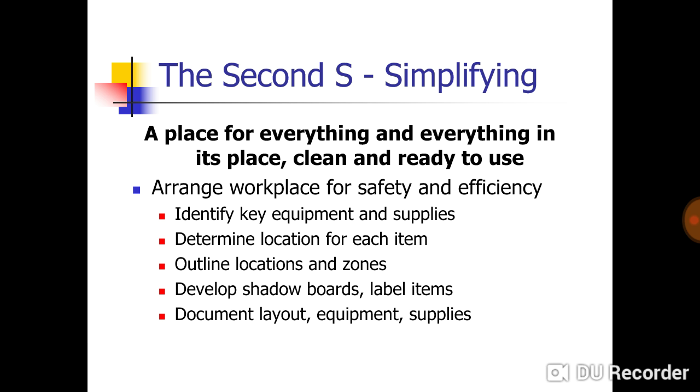Second thing is simplifying. Arrange workplace for safety and efficiency. Identify key equipment and supplies. Determine location for each item. Outline locations and zones. Develop shadow boards, label items. If you want to identify any equipment, you can label that item with a red card or pink card, so that it can be easily visible. Document layout, equipment, supplies. You can put the document layout on the boards so that any newcomer can understand which things are placed at what place.